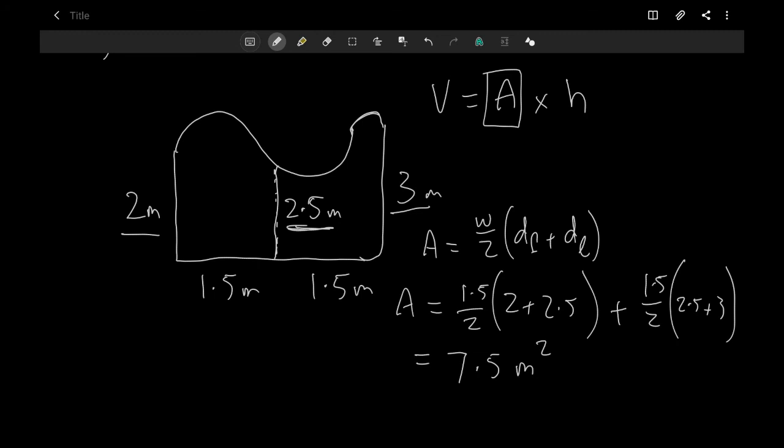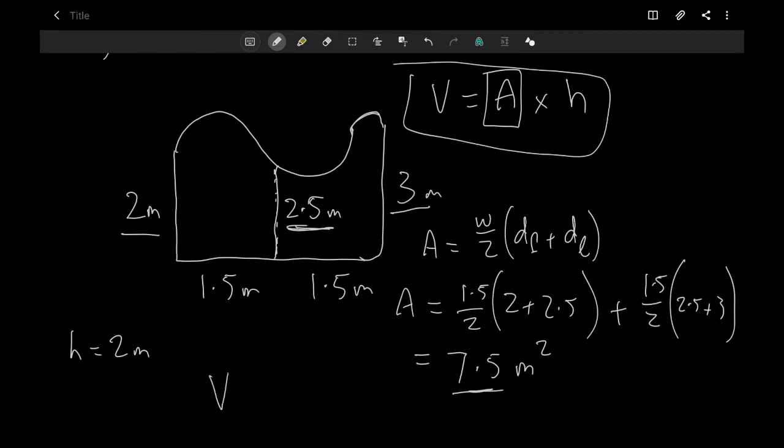So let's say this swimming pool is 2 meters deep. So the height of the swimming pool is 2 meters. So the volume is the area which we found multiplied by the height. So the volume is equal to the area, which is 7.5, multiplied by the height, which is 2, giving us a total volume of 15 meters cubed.